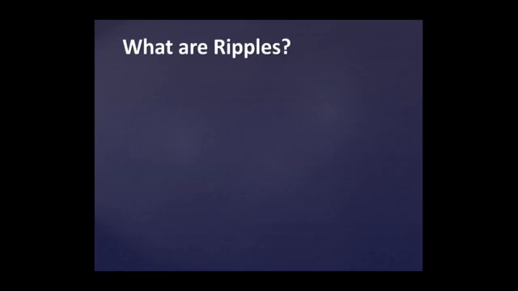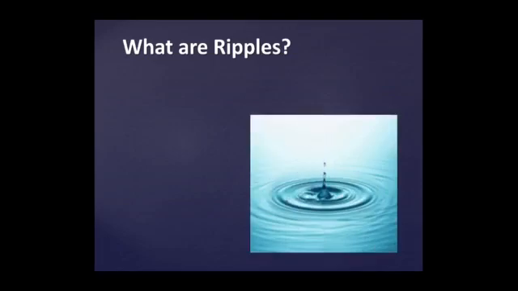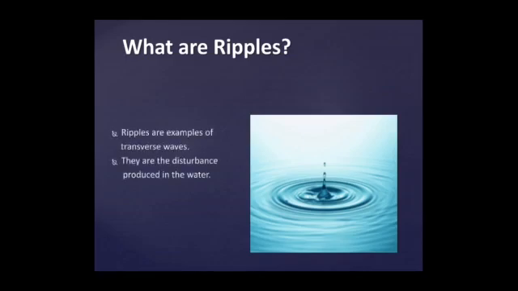Before explaining the ripple tank, let me ask you one question. What are ripples? Have you seen this effect in water when you throw a stone or something into the water? Yes, these are known as ripples. In the beginning of this chapter, we studied that ripples are examples of transverse waves, and they are the disturbance produced in the water. We can study the three main wave effects with the help of ripples.